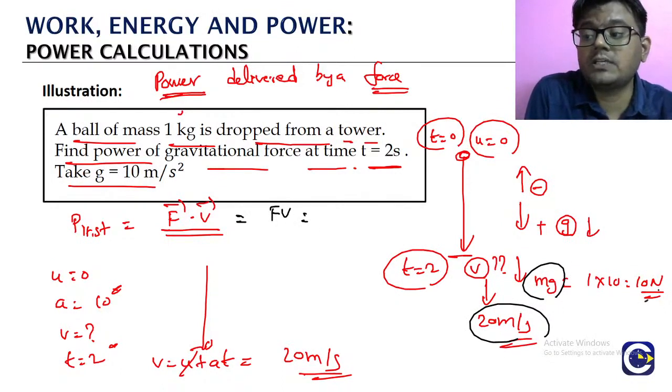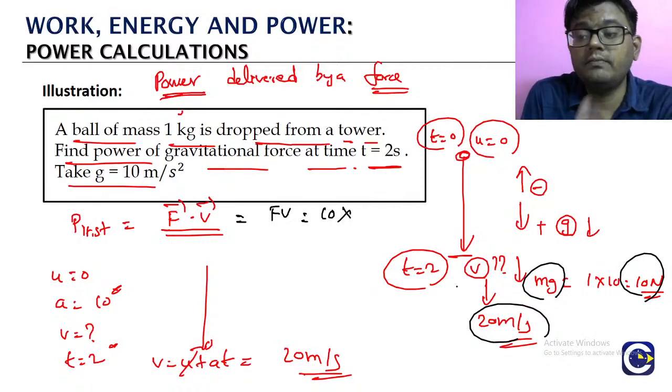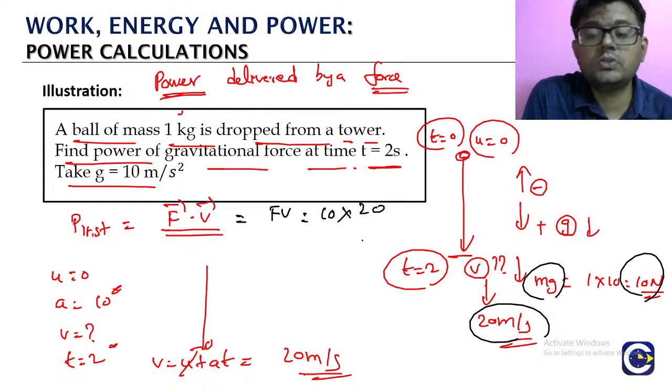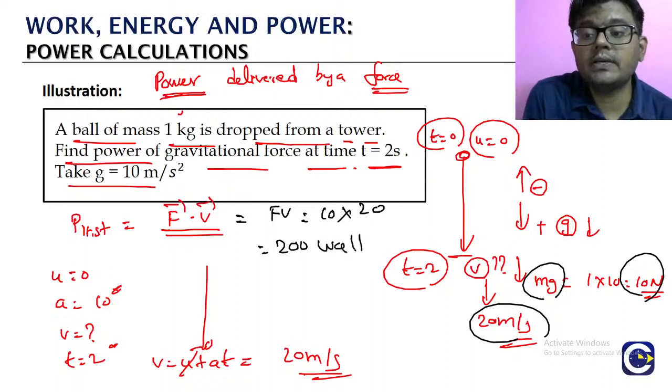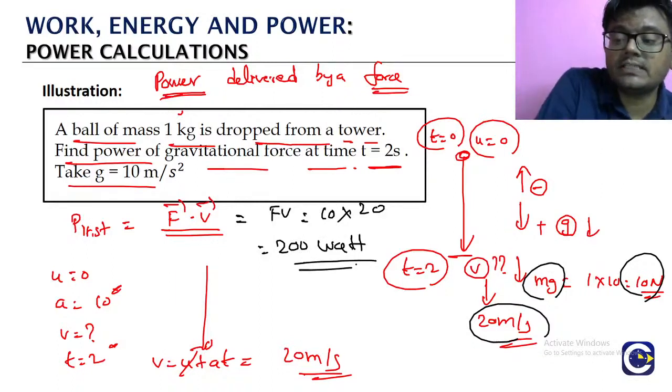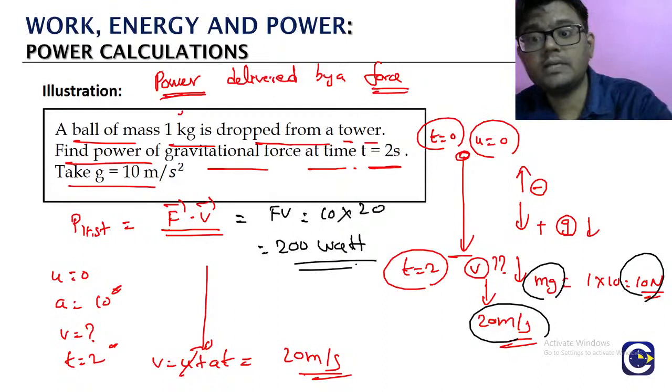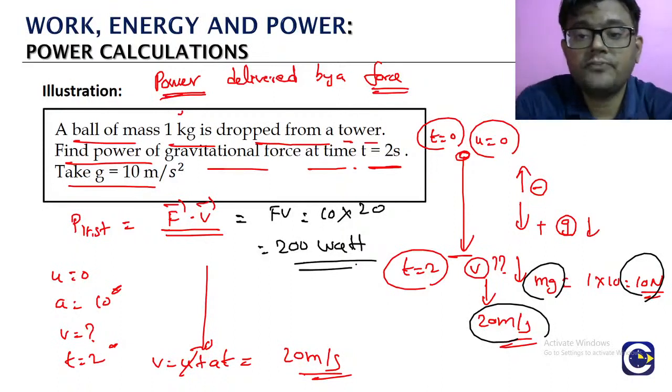So what is the gravitational force value? 10 newtons into what is the velocity magnitude? 20. Both are in the SI system. Okay. So look at this, 10 into 20 is what? 200. Since everything is in the SI system, the power is going to be in terms of the SI unit.